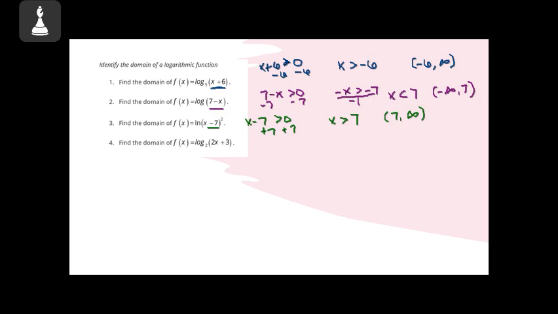And the last one, find the domain of log base 2 of 2x plus 3. So take 2x plus 3, set it greater than 0. I'm going to subtract 3 from both sides. I have 2x is greater than negative 3. And then I need to divide by 2. So I get x is greater than negative 3 halves. That means I start at negative 3 halves and I go positive to positive infinity.